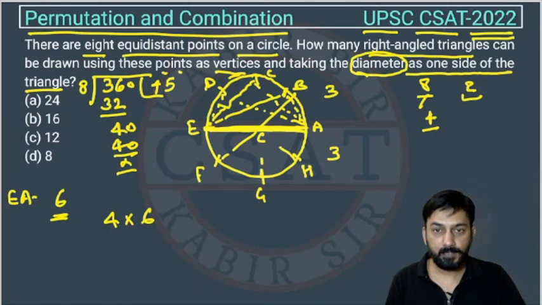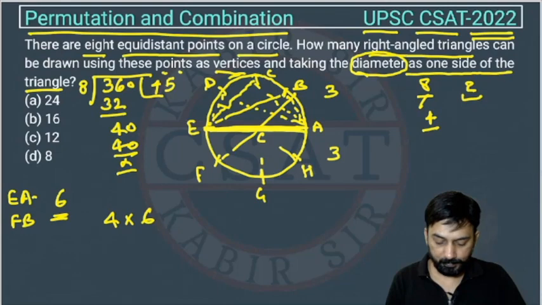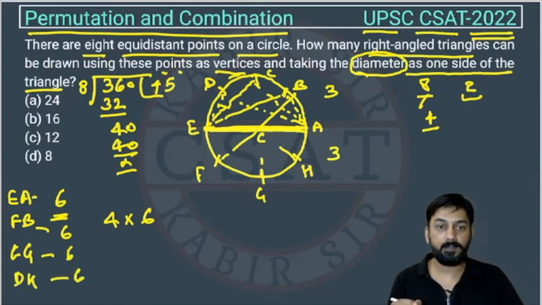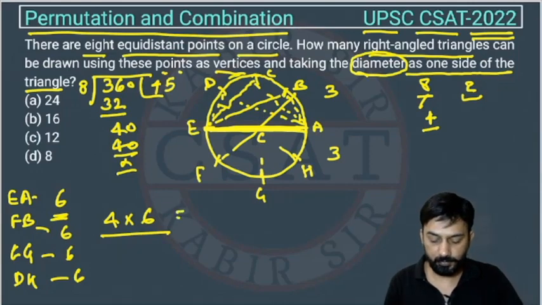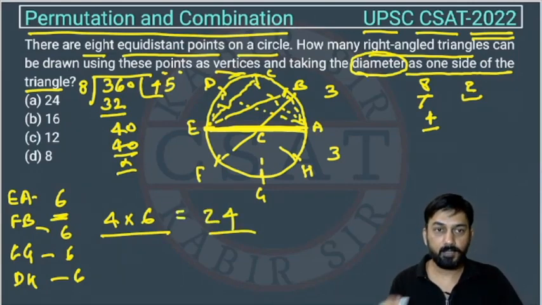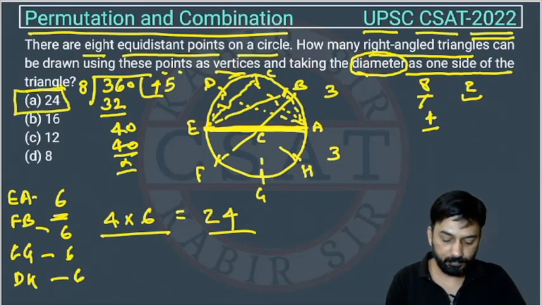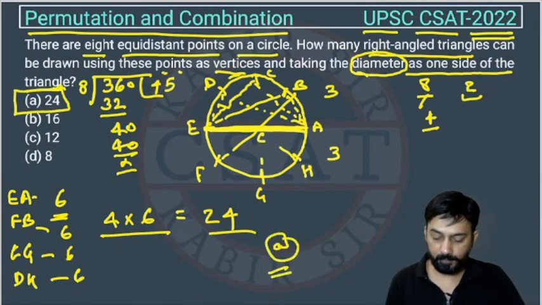4 into 6, right? Otherwise, what you can do, if you are not getting this, suppose you are taking FB as diameter, then again 6. If you are taking CG, right, so again 6, and if you are taking DH, then there will be again 6 right angle triangle, right? So you can add them and we will get total. Otherwise, you can do directly like this, because with one diameter we are getting 6 right angle triangle, right? So with 4 diameter we will get how many? 4 into 6, so this will be 24, right? So the answer of this question will be option A, right? So the answer is option A, right?